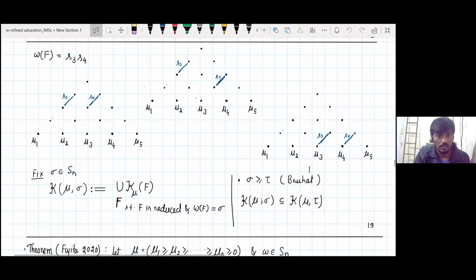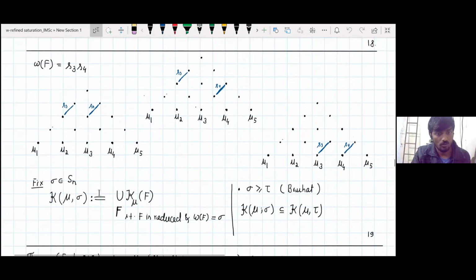Now you see that if you take a reading word, suppose S3 S4, there are so many faces that give the same reading word. For example, I have listed a few edges here. You can put this equal, this will also give S3 S4. Here, this will also give S3 S4. This will also give S3 S4. So there are many edges that give the same reduced permutation.